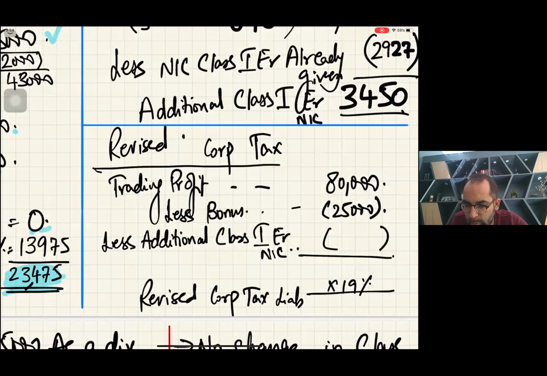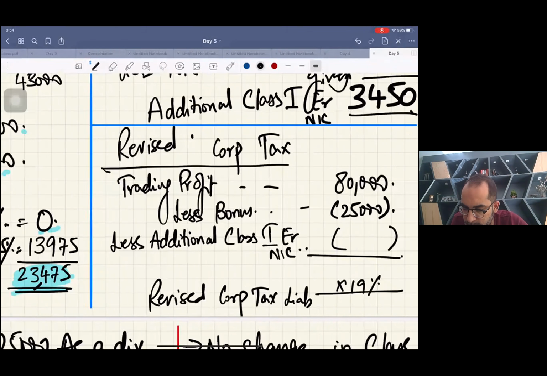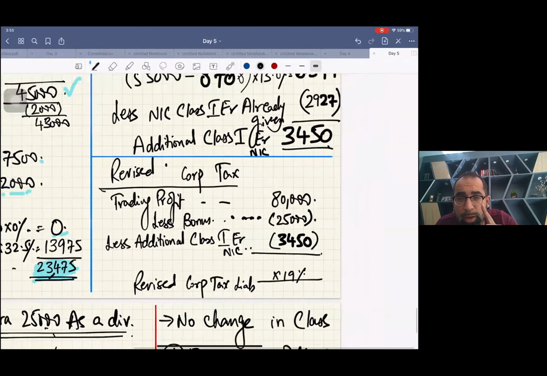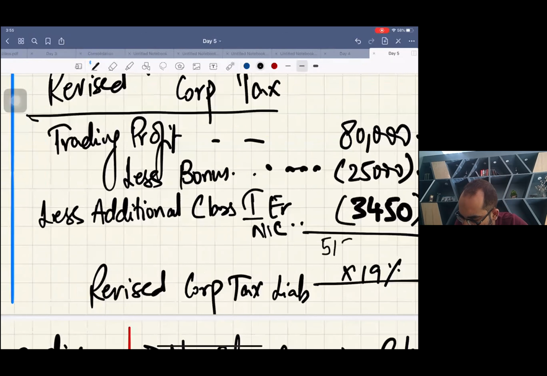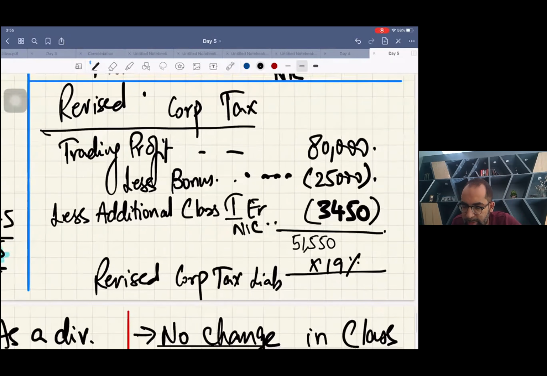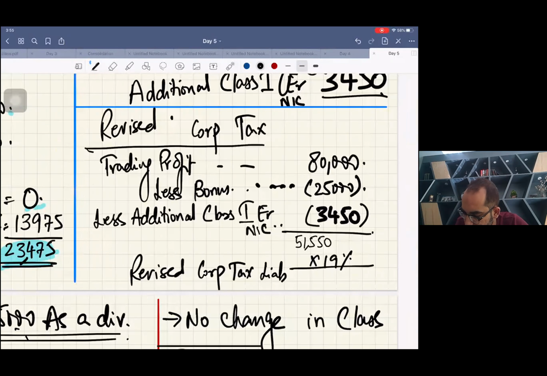Can you tell me what is the additional bonus? Additional bonus is 25,000, right? And additional class 1 employer NIC is 3450. These two are allowed expenses. So the final answer is 51550. And what is the corporation tax rate? It's 19%. So you will have 9795. 9795 is your revised corporation tax.